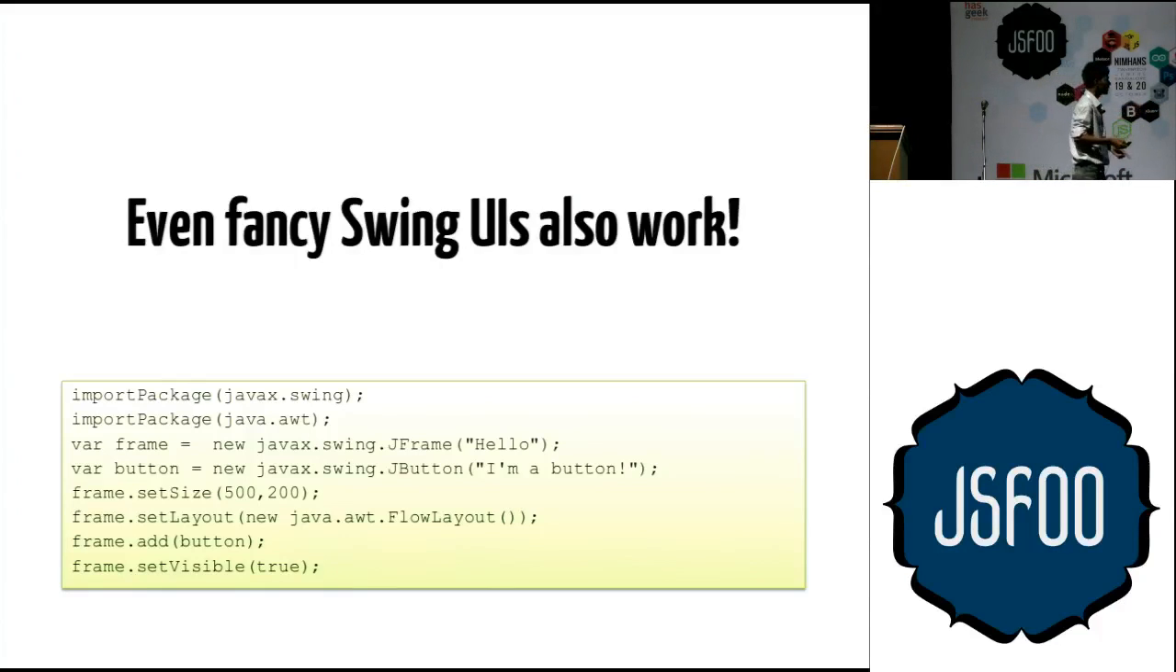This is plain and simple JavaScript. We are just importing the Swing package and then the AWT package, and then we are building a window, setting the size 500 by 200, and then adding a button that says hello, I'm a button. That's it. We can run this code because we can write it out in script.js, and it will automatically load the code.